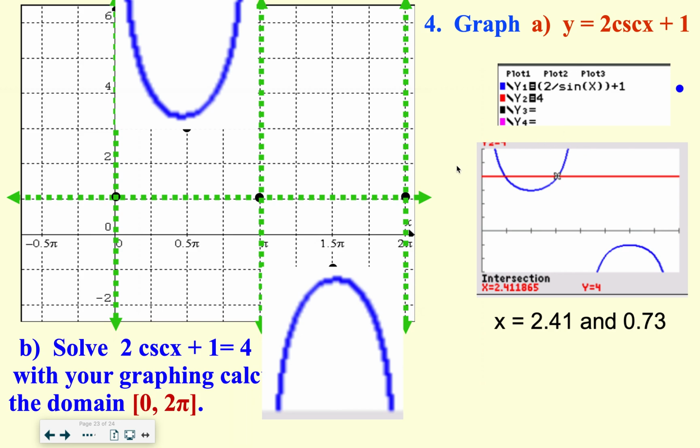I set my window, you can't really tell, but I set my window from 0 through 2 pi because that's what this restriction said. We did one similar to this yesterday. So 0 to 2 pi, and then you can see the 4 here. So there's only 2 solutions. So again, calculate the intersection. So on your graph, you can see the line y equals 4 right there. So I'm calculating these 2 intersections. And you can see the one that I calculated is 2.41. This one is 0.73, which you can't see, but you can tell from the graph either way. So again, we did this yesterday, just not in terms of a reciprocal trig function.